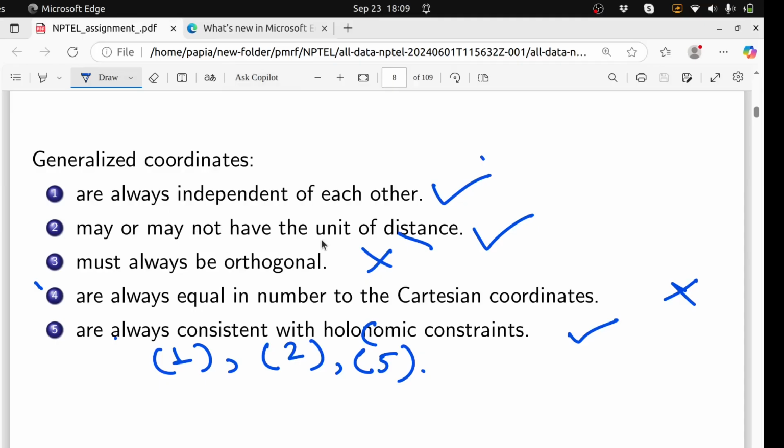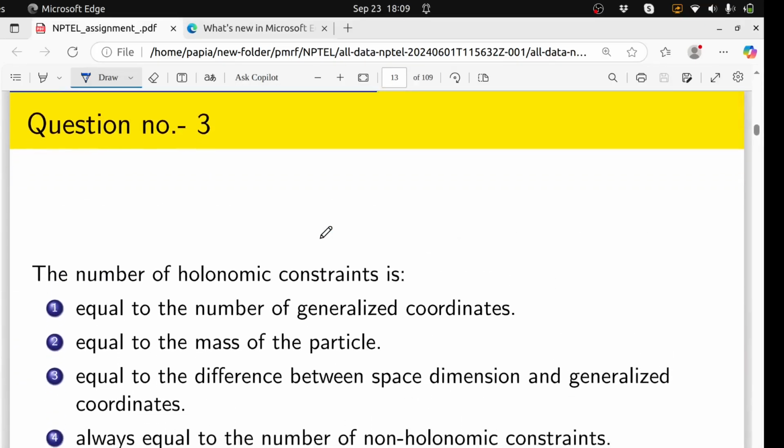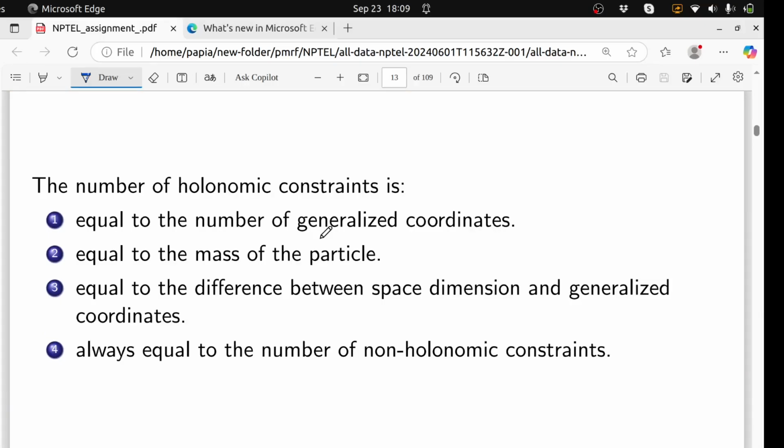Now we can go to the next question. The number of holonomic constraints is equal to the number of generalized coordinates, equal to the mass of the particle, equal to the difference between the space dimension and generalized coordinates, or always equal to the number of non-holonomic constraints.